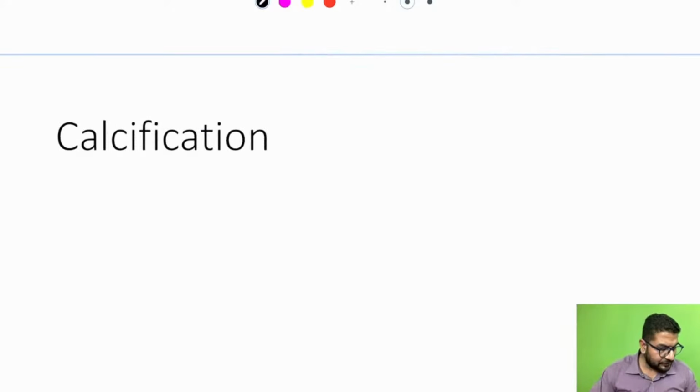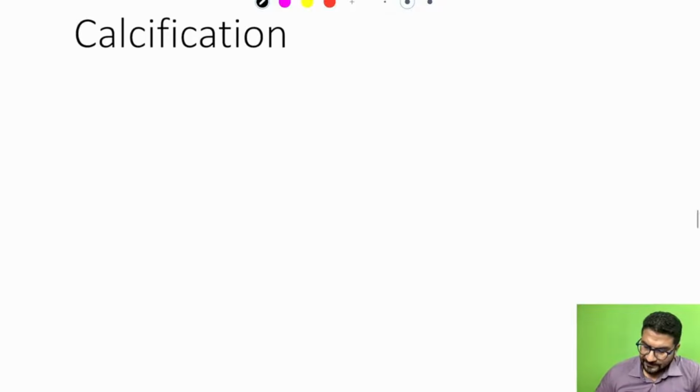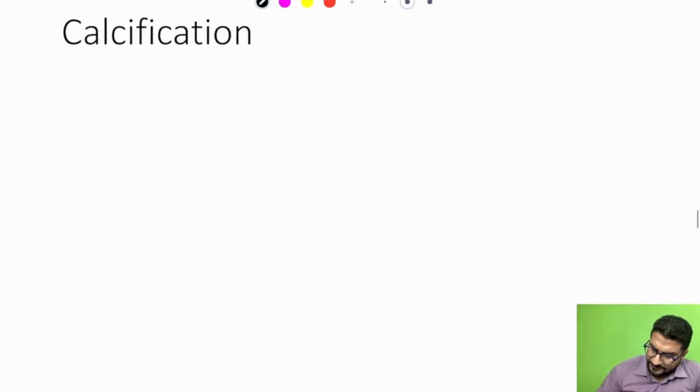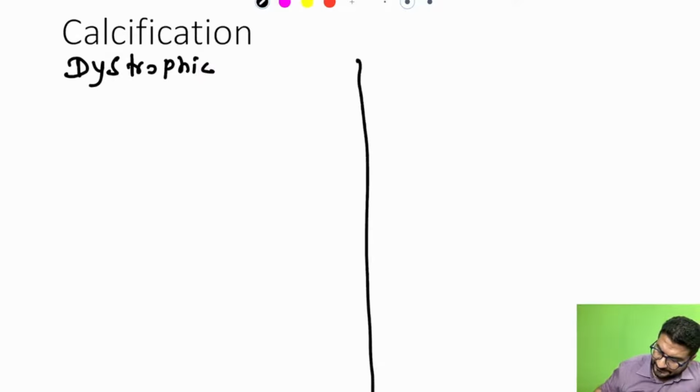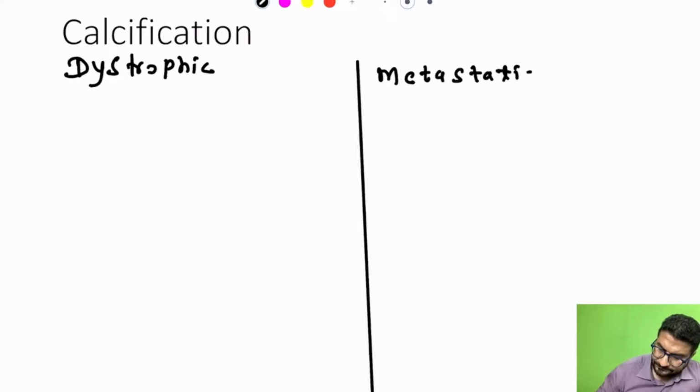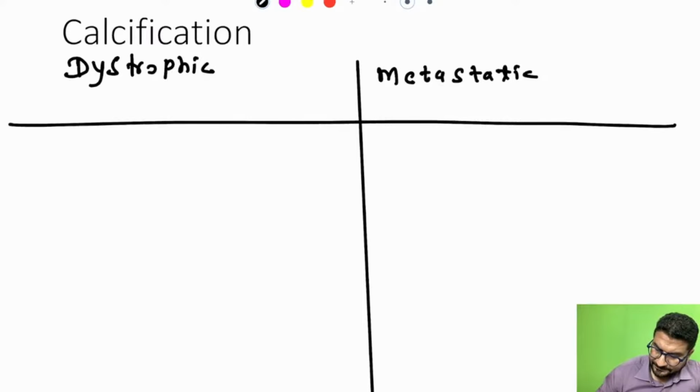Okay, then they ask you question on calcification. अब आपसे क्वेश्चन पूछते हैं कैल्सिफिकेशन में. कहाँ गए सब लोग? Where we see calcification, which type of calcification where we see? So calcification, understand, we have two types of calcification. We have dystrophic and what else we have? We have metastatic. Dystrophic calcification and metastatic calcification.